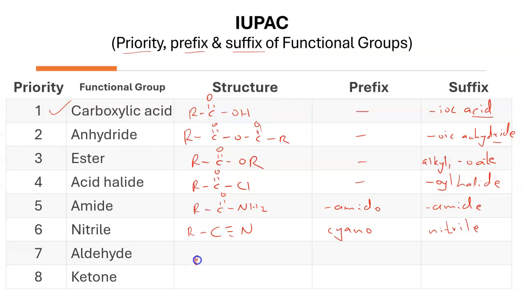Next is aldehyde. The aldehyde will have a hydrogen attached to the carbonyl functional group. Instead of OH or OR or Cl or NH2, it will have a hydrogen. In the prefix it does not have any name, and in the suffix it is called al. Next is ketone. Instead of hydrogen, it will have an R group. In the prefix it is called oxo, and in the suffix it is called one.